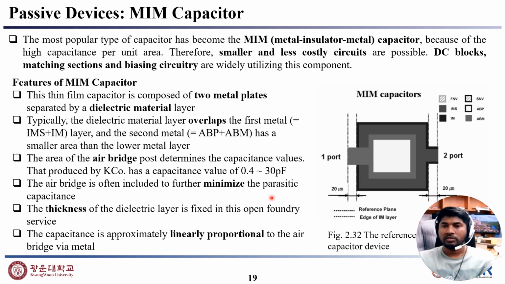This is a thin film capacitor, and it is composed of two metal plates that are separated by a dielectric layer. Typically the dielectric material layer overlaps the first metal, and the second metal has a smaller area than the lower metal layer. The area of the air bridge post determines the capacitance value, and the thickness of the dielectric layer is fixed in this open boundary surface, and the capacitance is approximately linearly proportional to the air bridge via model.